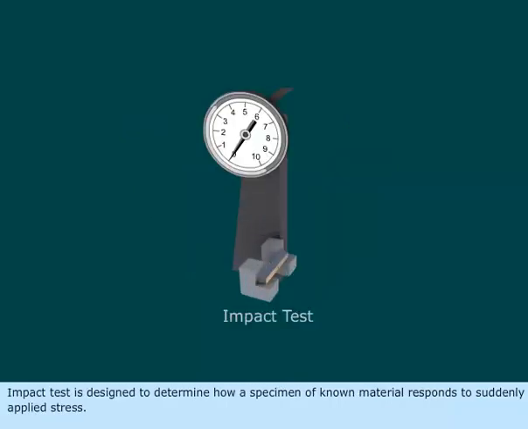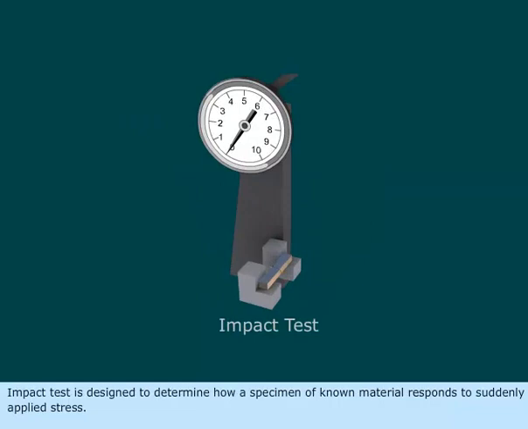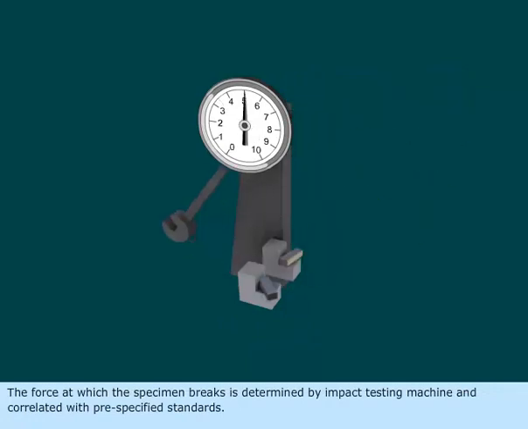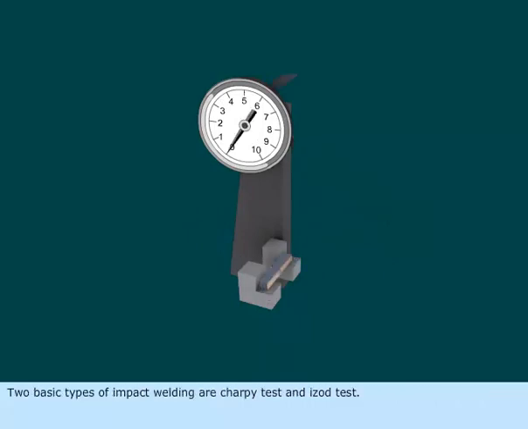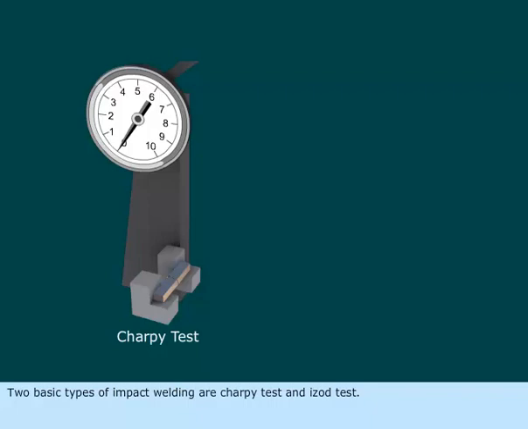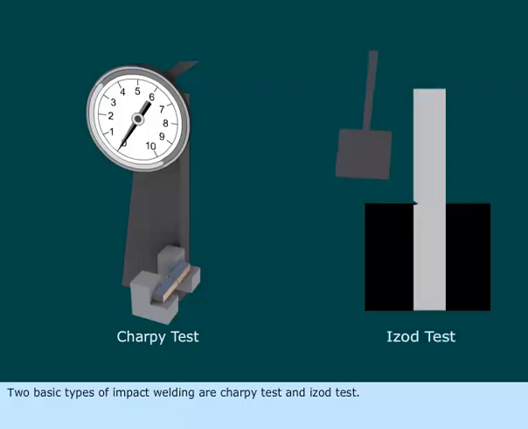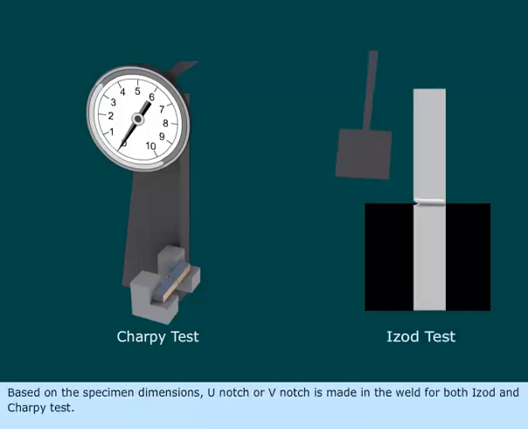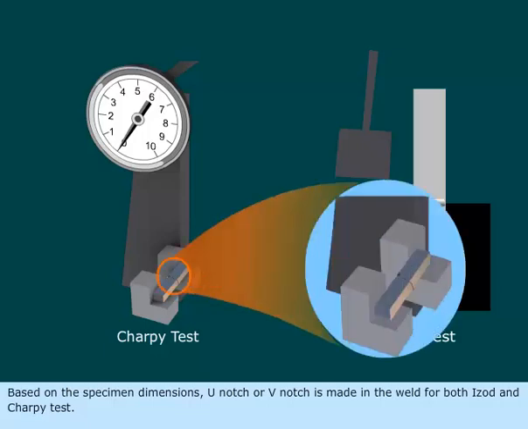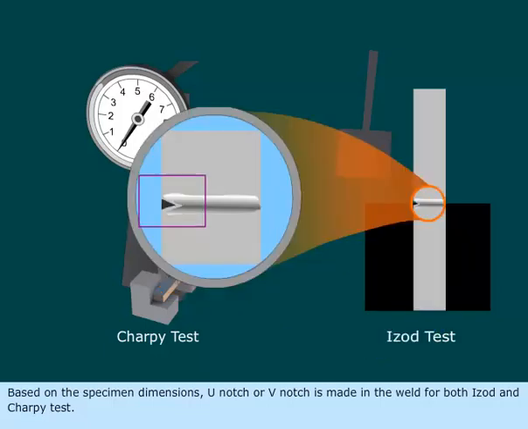Impact test is designed to determine how a specimen of known material responds to suddenly applied stress. The force at which the specimen breaks is determined by impact testing machine and correlated with pre-specified standards. Two basic types of impact testing are Charpy test and Izod test. Based on the specimen dimensions, U-notch or V-notch is made in the weld for both Izod and Charpy test.